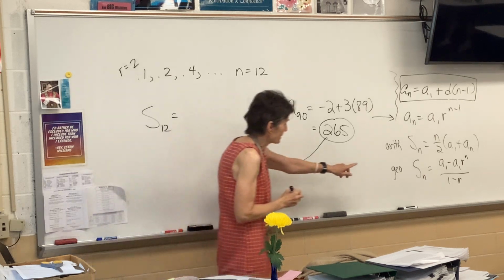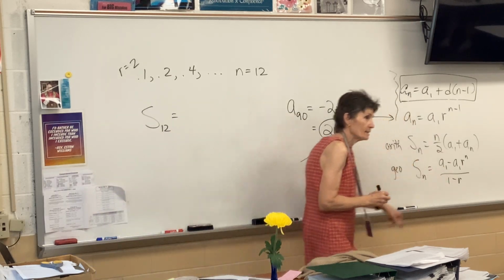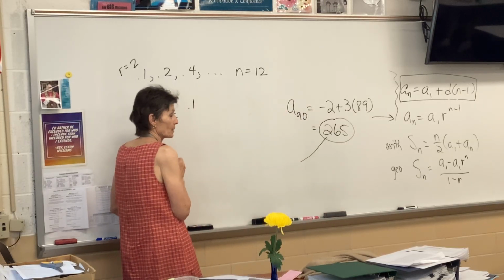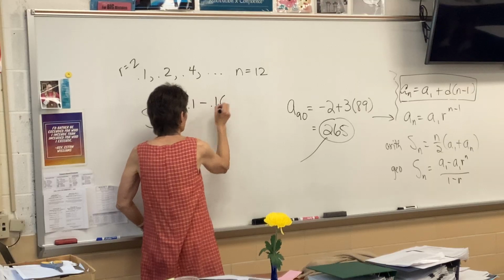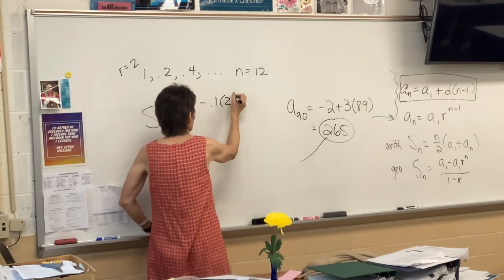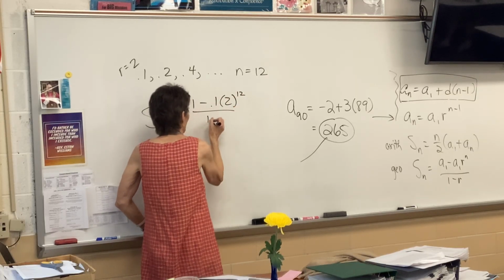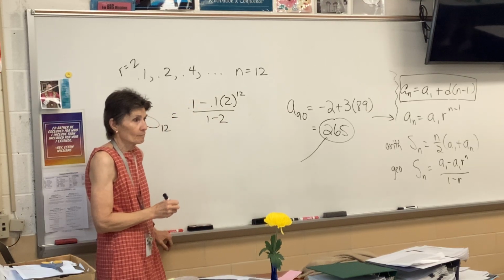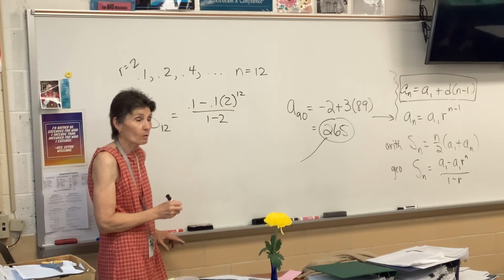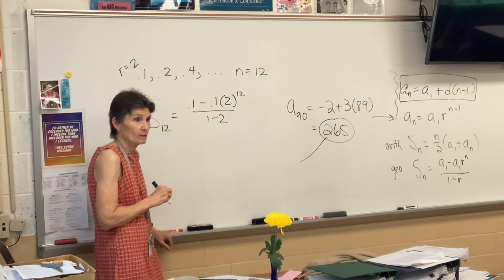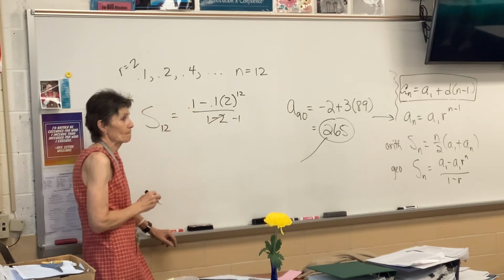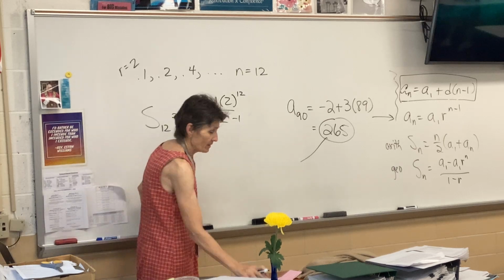So what's the formula say? S sub 12 will be 0.1 minus 0.1 times 2 to the 12 over 1 minus 2. Wow, I got everything I need. I can just go to my calculator and type it in. I'm gonna make that -1 to start with. And then I'm just gonna type it in.